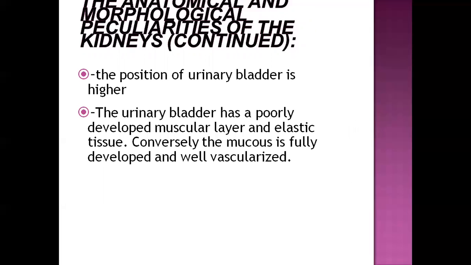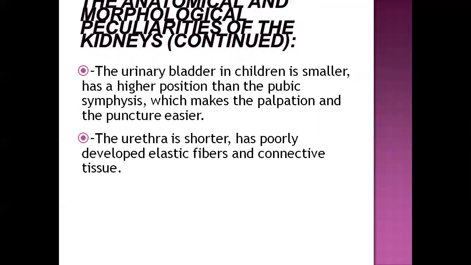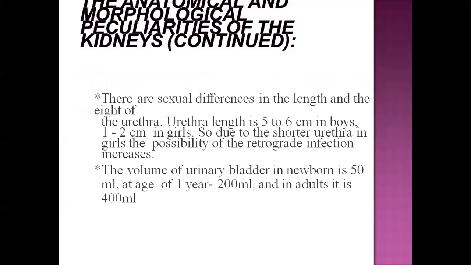Because the position of the urinary bladder is high, the urinary bladder has a poorly developed muscular layer and elastic tissue. Conversely, the mucosa is fully developed and well vascularized. The urinary bladder in children is smaller and has a higher position than the pubic symphysis, which makes palpation and puncture easy. The urethra is shorter, with poorly developed elastic fiber and connective tissue.